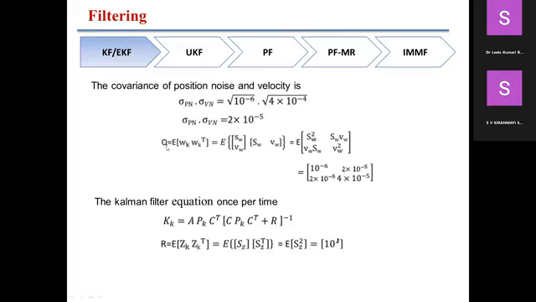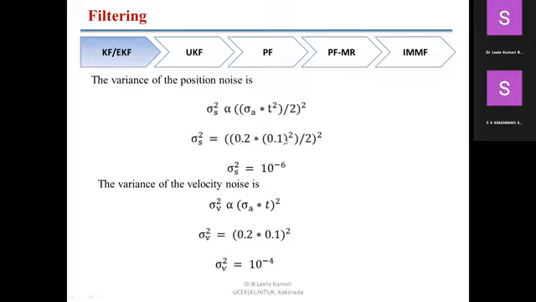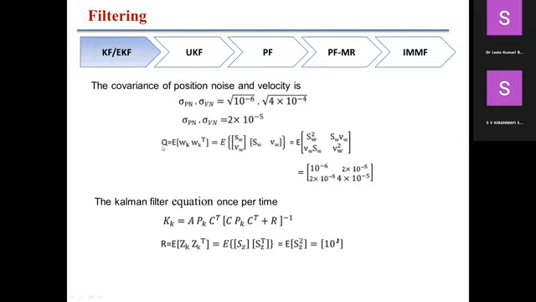So the covariance matrix is given by the expectation of WK WK transpose. WK indicates the noise: standard deviation in position, SW, and standard deviation in velocity, VW, and here it is the transpose. So we'll be getting SW square, SW VW, VW SW, and VW square, which indicates the covariance matrix. This covariance matrix indicates the propagation noise. So here this WK is replaced with this propagation noise matrix Q.